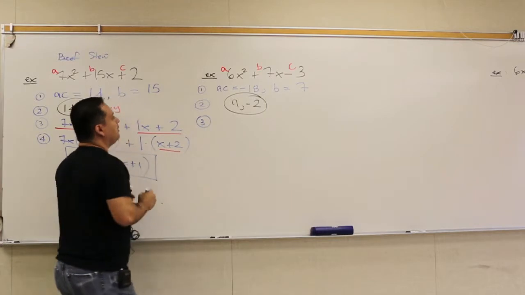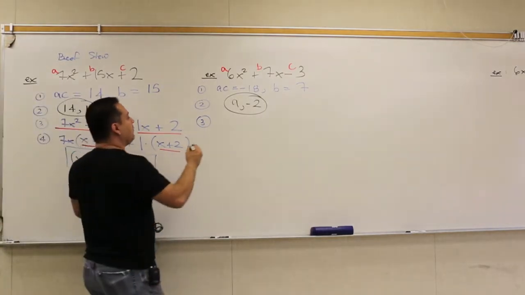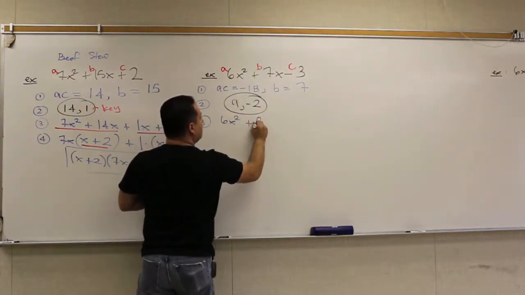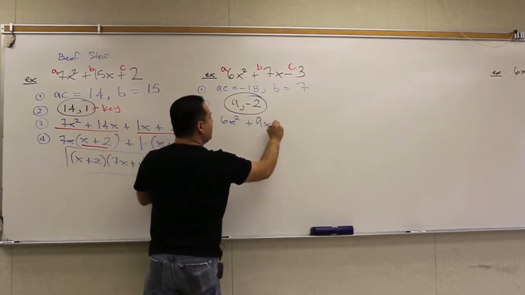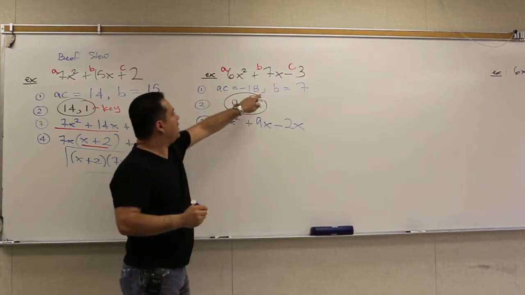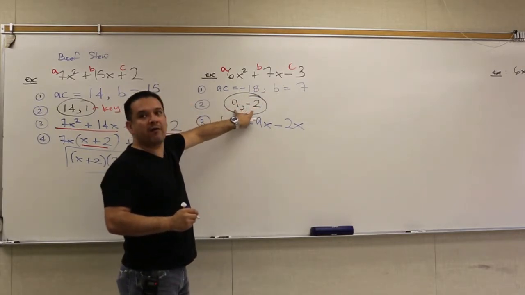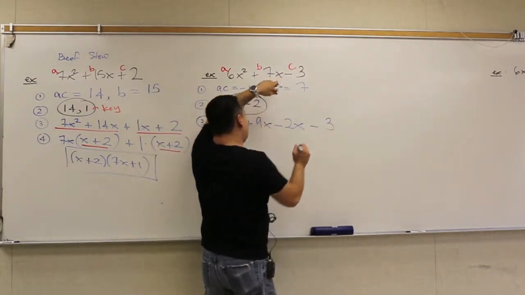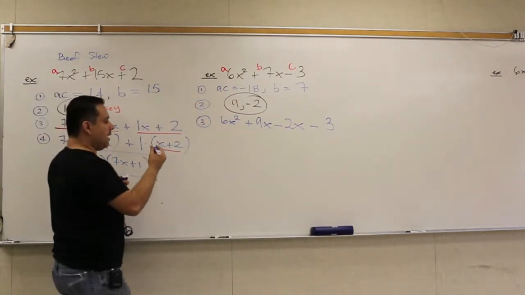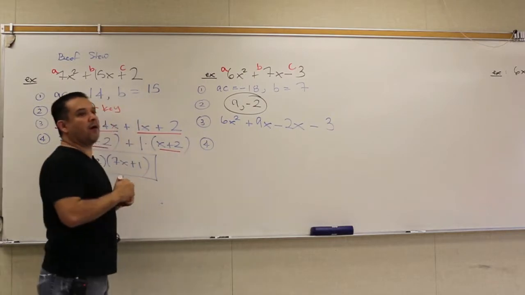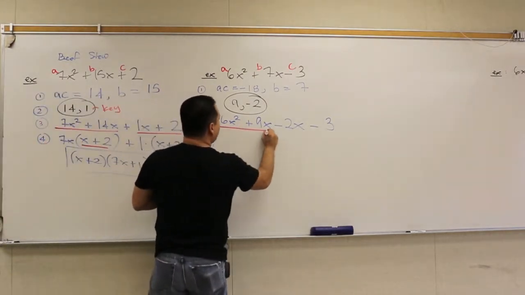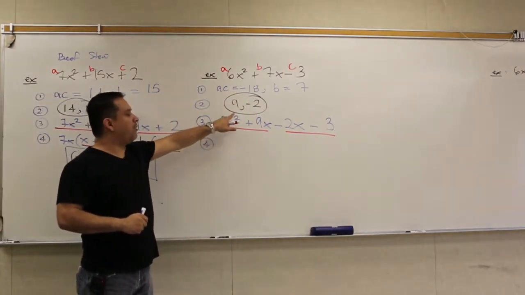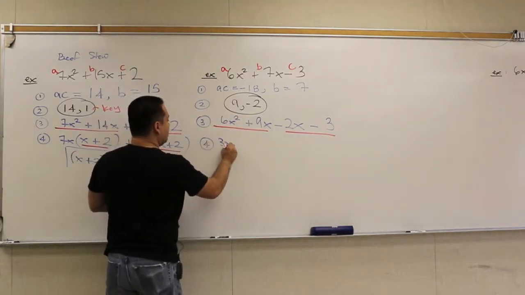Step number 3. Your rewrite step. 6x squared plus, not 7x, plus 9x. This is negative, so you're going to put negative 2x. You're rewriting the 7x term with the values found in step 2. So you get 9x minus 2x. Don't forget your minus 3. Step number 4 is called factor by grouping. So, greatest common factor. 6x squared plus 9x. 3x. Good. What's the quotient?